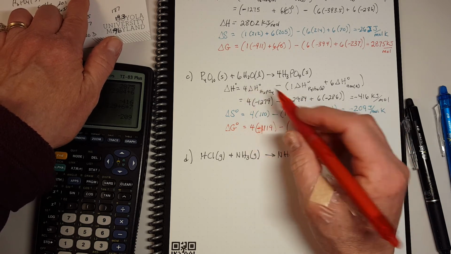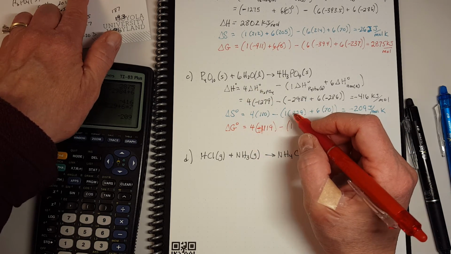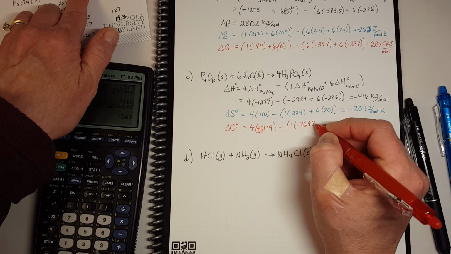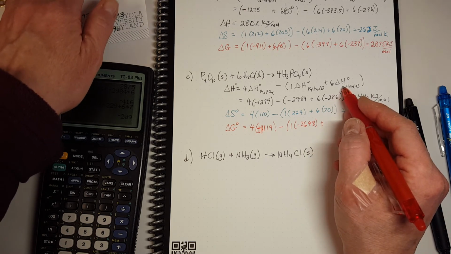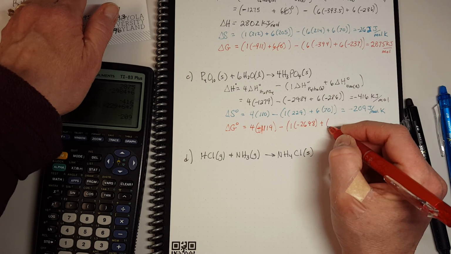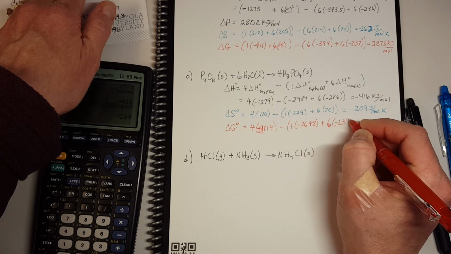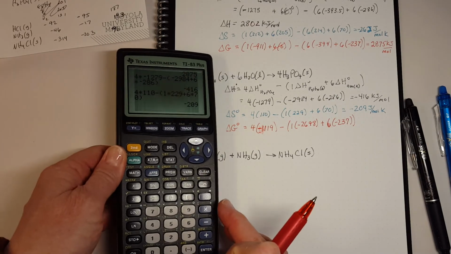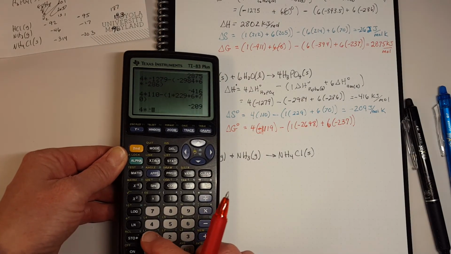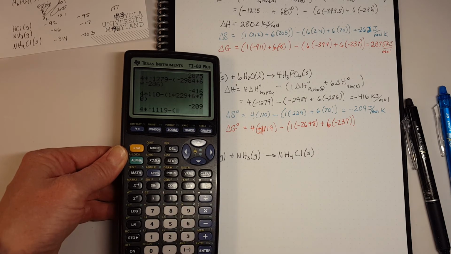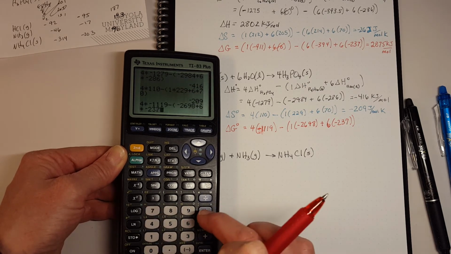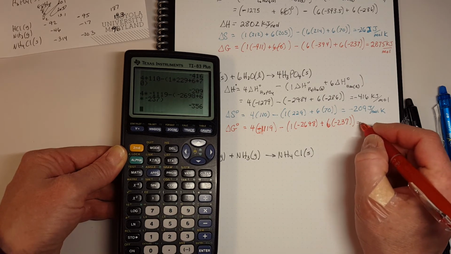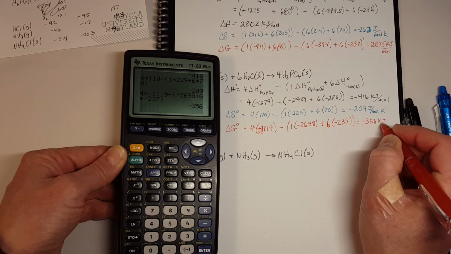Minus, in parentheses, 1 times the delta G of the P4H10, which is negative 2698, if you look these up in the back of your book, plus 6 times the delta G of the H2O liquid, which is negative 237, so 6 times negative 237. And plugging that into the calculator, we get 4 times negative 1119 minus, parentheses, 1 times, so I'm not going to do that, negative 2698, plus 6 times negative 237. And we get delta G is equal to negative 356 kilojoules per mole.